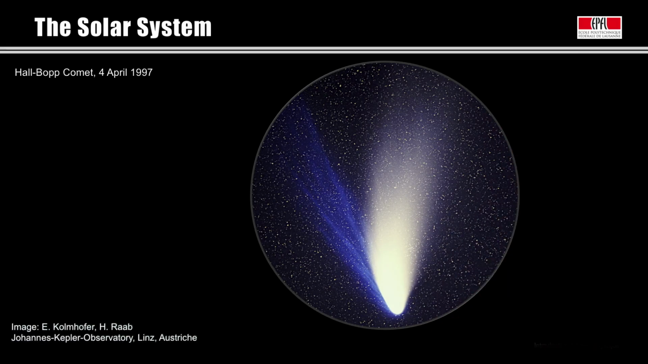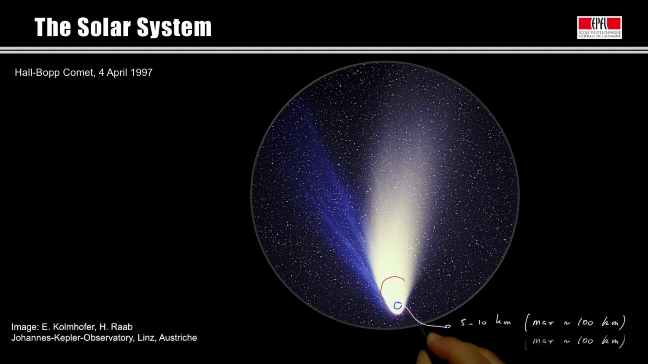So, comets have a nucleus. The nucleus is often very small, with a diameter of the order of 5 to 10 kilometers, with a maximum around 100 kilometers. They also have a halo. Its diameter is of the order of 50,000 to 250,000 kilometers.